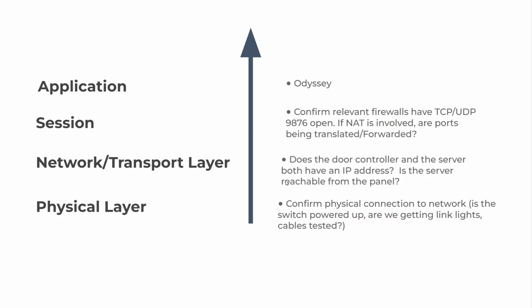Above that, we have the transport or network layer. That's where we're going to make sure that the controller is getting DHCP, it has an IP address, and the server is reachable from the panel.